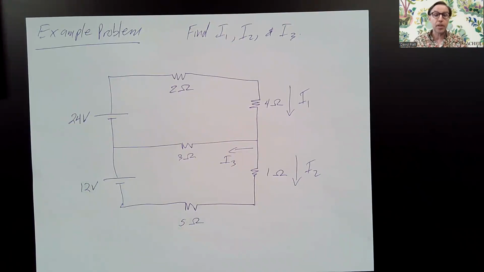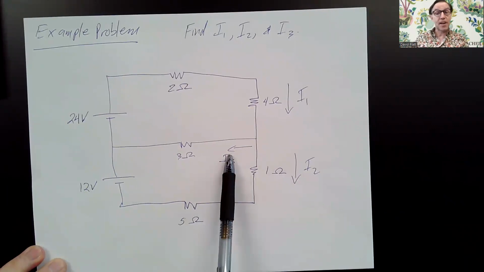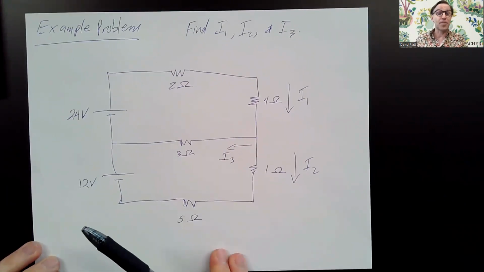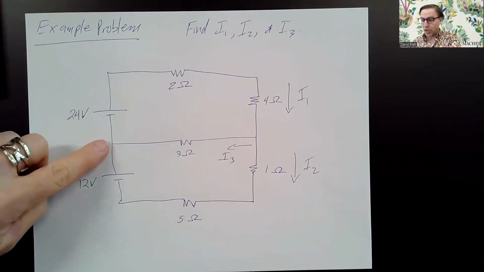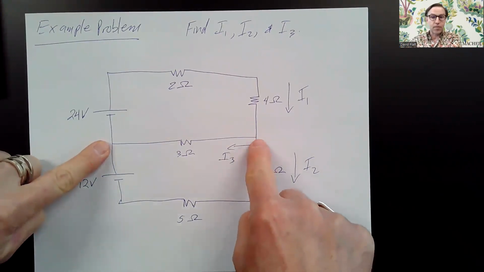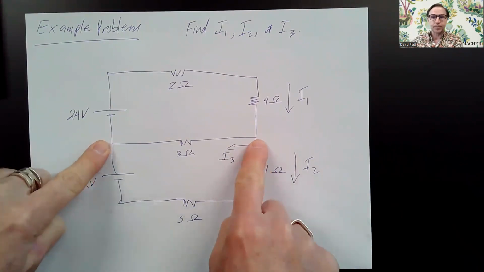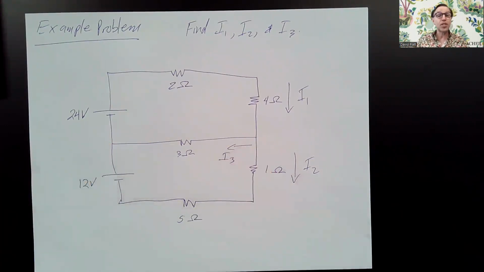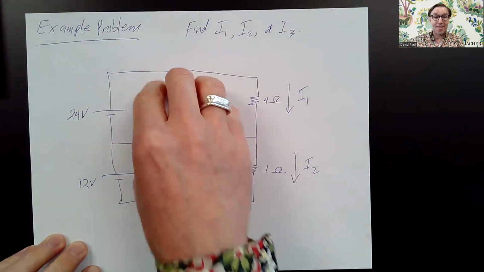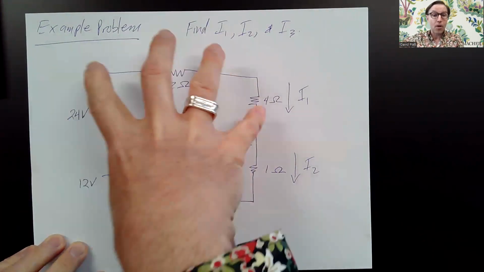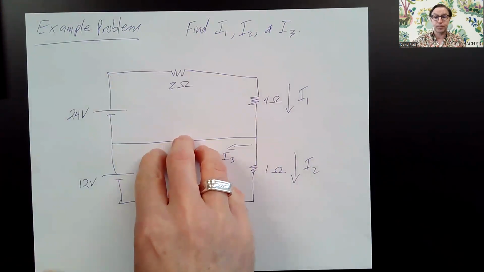And this problem is set up with 1, 2, 3 variables. So you might guess that we're going to write 3 equations. We're going to write 2 loop equations, and we're going to write 1 junction equation. You could either write the junction for here or for here. Either way, it'll give you the same information. The question is, which 2 loops are you going to choose? Are you going to choose the top loop and the bottom loop, the top loop and the outer loop, or the outer loop and the bottom loop?